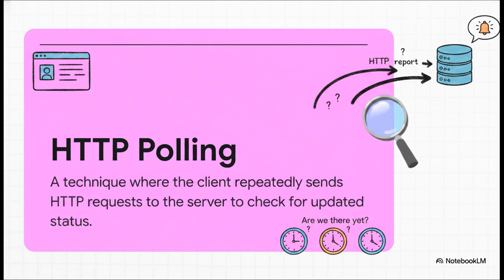So what is HTTP polling exactly? Well, think of it like the client, the user's browser, taking all the initiative. It just repeatedly sends a request to the server, basically asking over and over again, are we there yet? How about now? Is it done yet? And it keeps doing that until the server finally has something new to report.